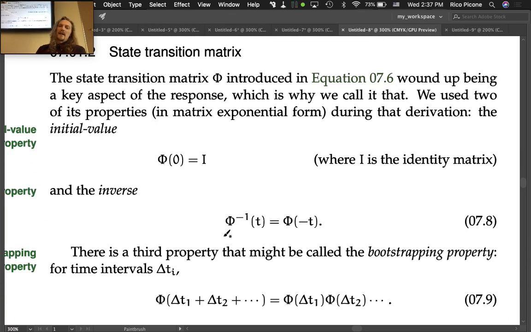We also use the fact that the inverse is just changing the argument, and this is because it's an exponential. In an exponential, if you have like e to the t as your function, and you want the inverse of that, you just change the sign on the exponent, right? E to the negative t gets you the inverse. The same is true for the matrix exponential.